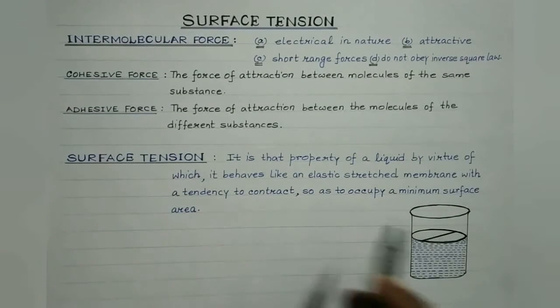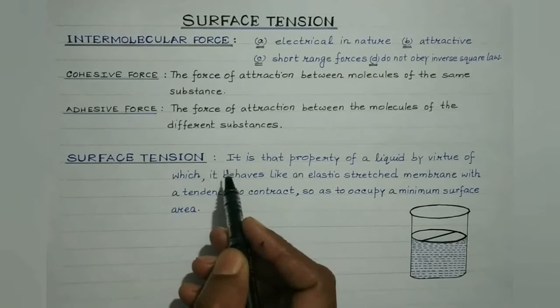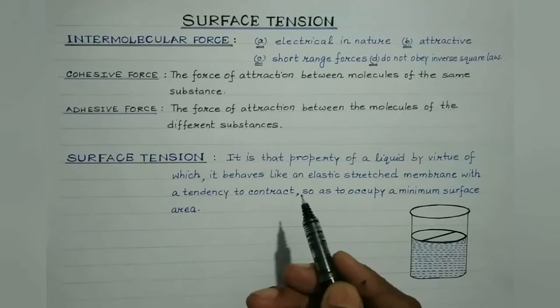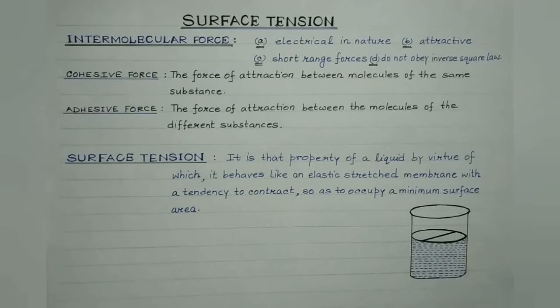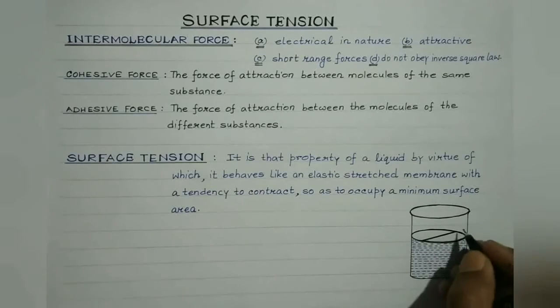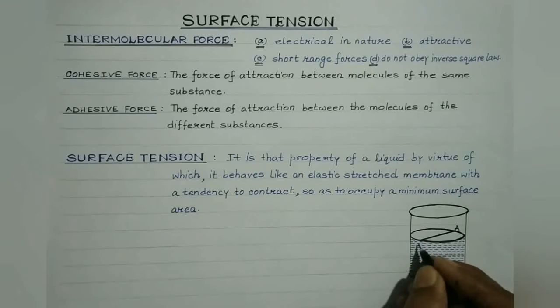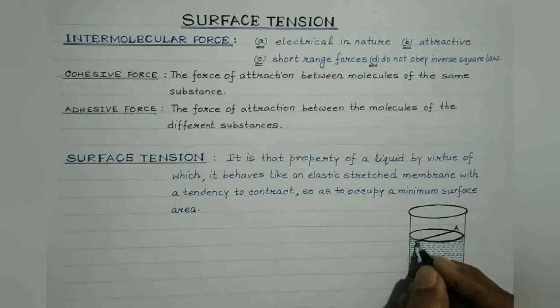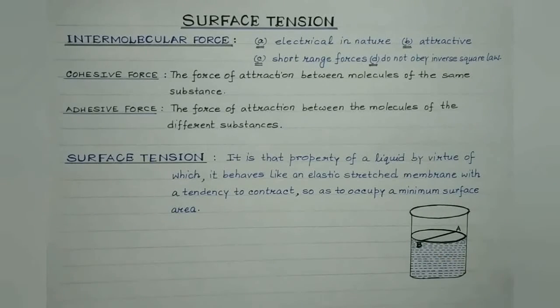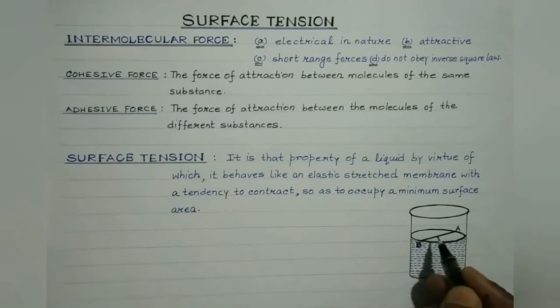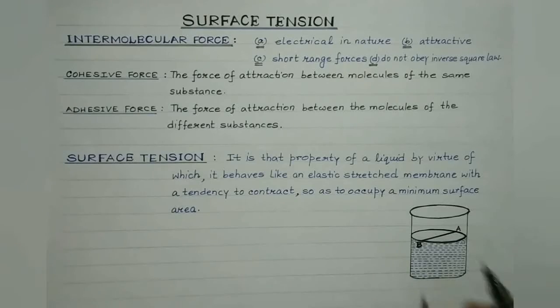Now let us discuss surface tension quantitatively. That is, let us find a way to measure the surface tension. For that, students, let us imagine a liquid to be contained in a beaker, and let us imagine an imaginary line, say AB, which is drawn on the free surface of a liquid. Now, in order to have minimum surface area, the two portions of the liquid will have a tendency to draw away from one another.